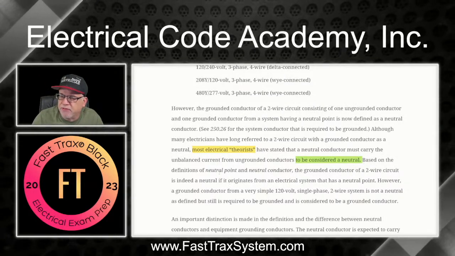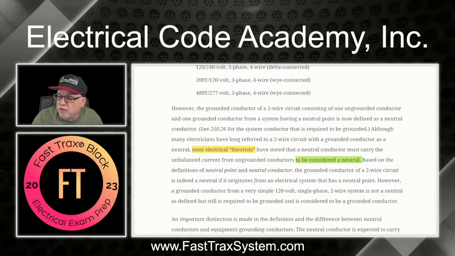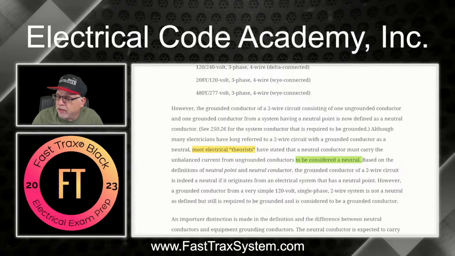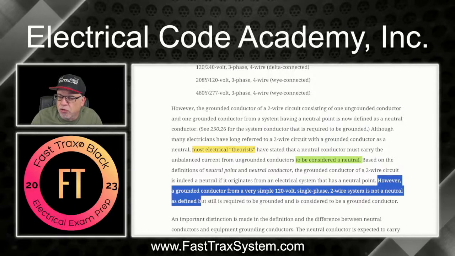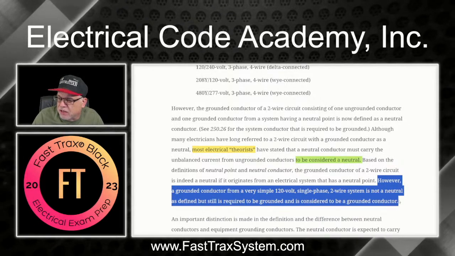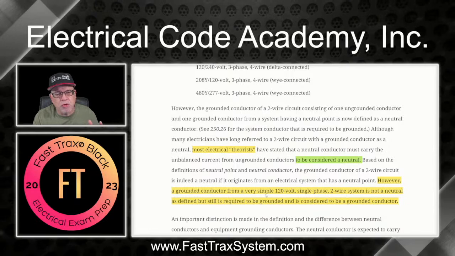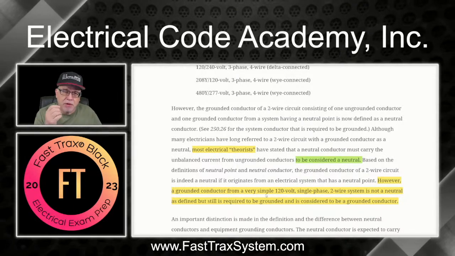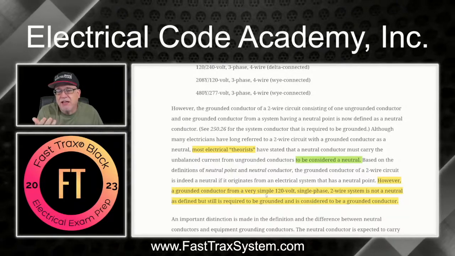It says, based on the definition of neutral point and neutral conductor, the grounded conductor of a two-wire circuit is indeed a neutral because it originates in an electrical system at the neutral point. However, a grounded conductor from a very simple 120-volt single-phase two-wire system is not a neutral as defined, but still is required to be grounded and is considered to be a grounded conductor. Okay? So we'll acknowledge that as written, it is not a neutral in the purest form. The code's telling us to treat it as a neutral, but it most certainly is a grounded conductor.